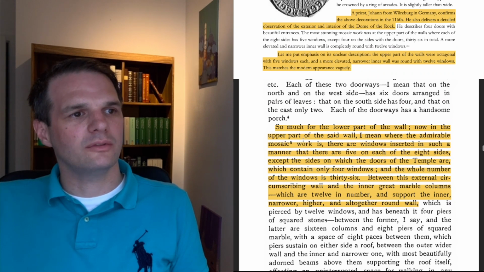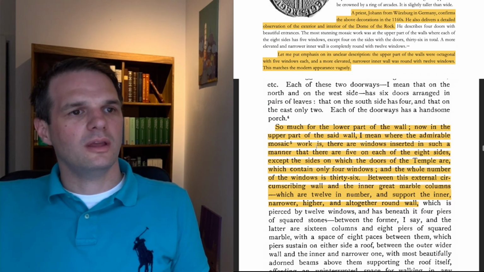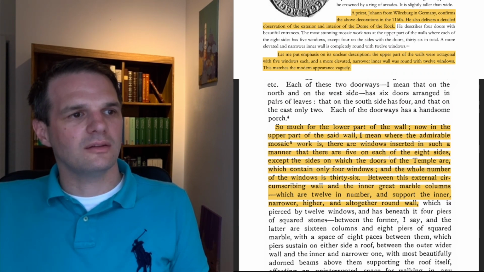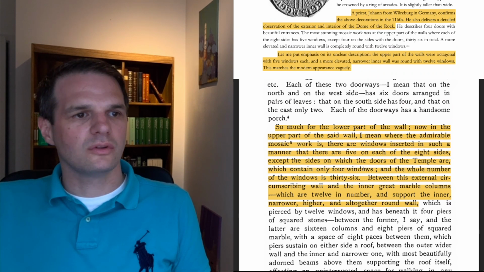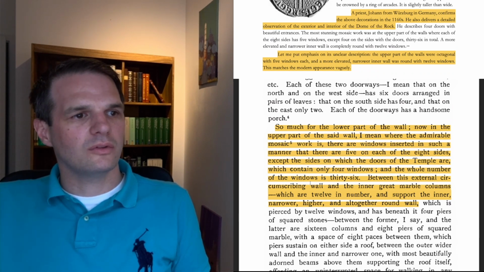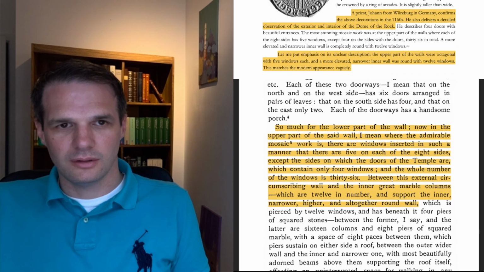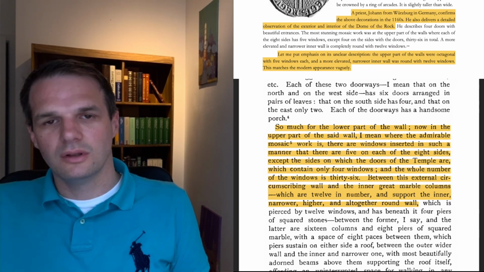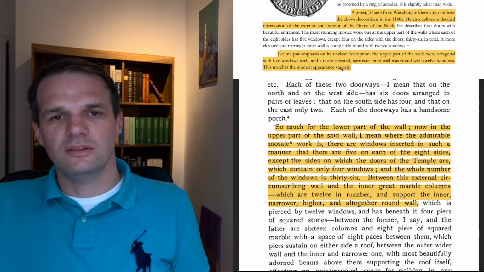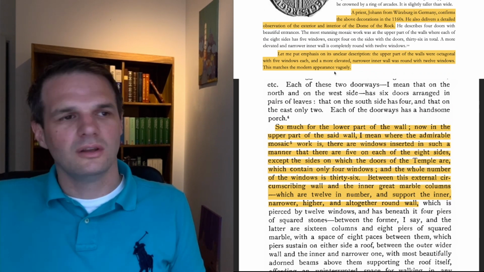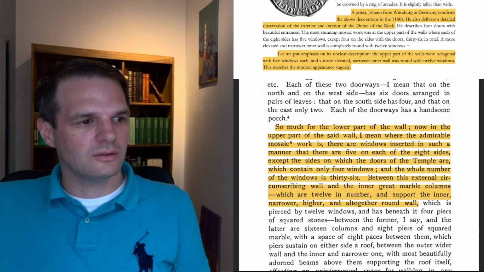"Now in the upper part of it, of the said wall, I mean where the admirable mosaic work is, there are windows inserted in such a manner that there are 5 on each of the 8 sides, except the sides on which the doors of the temple are, which contain only 4 windows. On the whole number of the windows is 36. Between this external circumscribing wall and the inner great marble columns, which are 12 in number and support the inner narrower, higher and altogether round wall." So again, it's round, not an octagon. AJ even had to acknowledge this in his description here, but he just ignores it. It's probably too inconvenient.